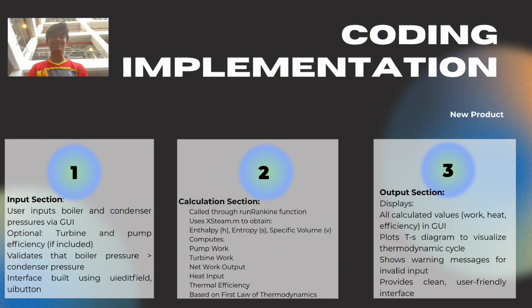And second is the calculation section. Call through the run Rankine function. Use XSteam.m to obtain enthalpy H, entropy S, specific volume V, then compute pump work, turbine work, net work output, heat input, and thermal efficiency based on thermodynamics.